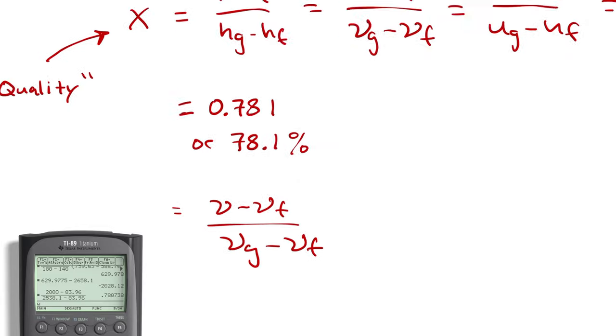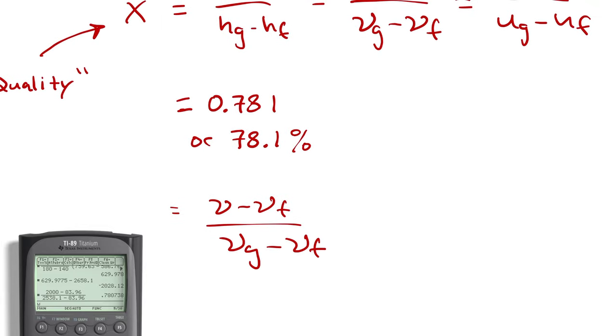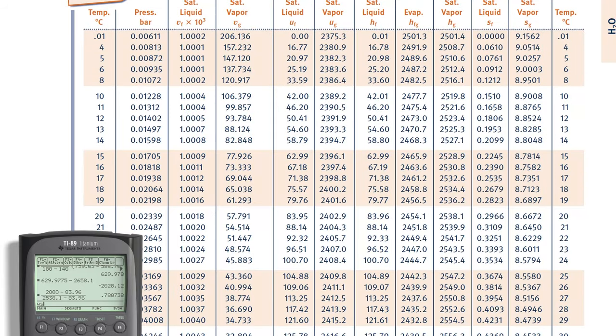So I'm going to say 0.781 multiplied by the quantity VG minus VF plus VF is my specific volume. So if I jump back into our tables and I say this number multiplied by the quantity 57.791 minus 0.0010018 plus 0.0010018 is our specific volume at state C here, which is 45.12.